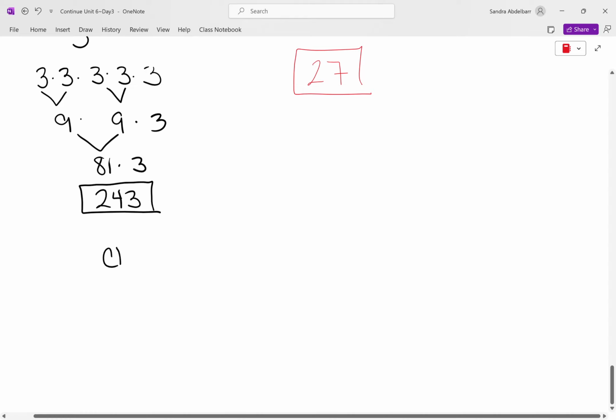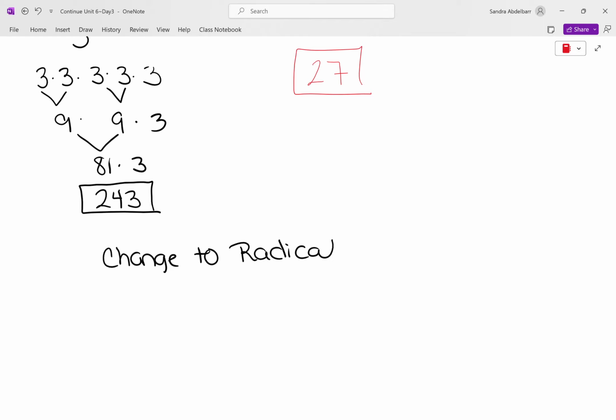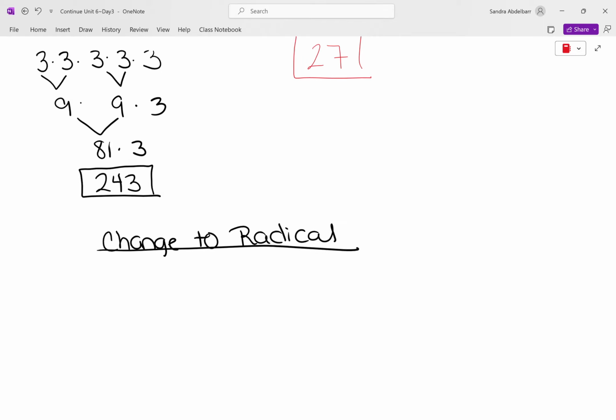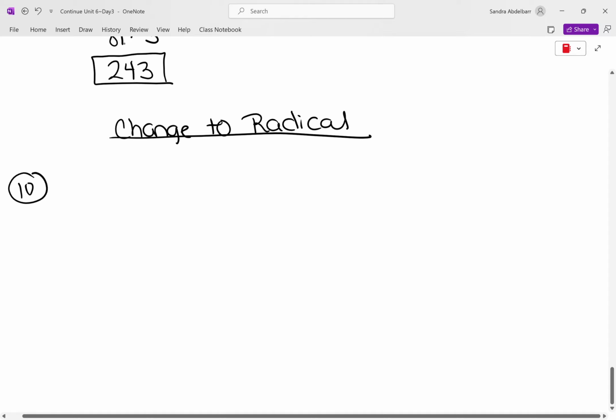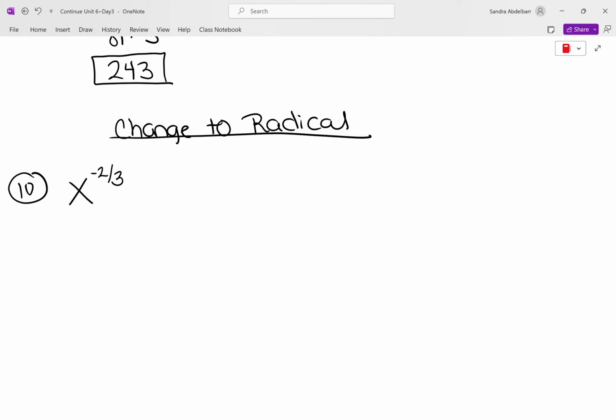Okay, next one. I want us to change back to radical. So now I have x raised to the negative 2/3. What does the negative mean? All it means is I'm moving it where? To the denominator, right? So this is the equivalent of 1 over x to the 2/3.